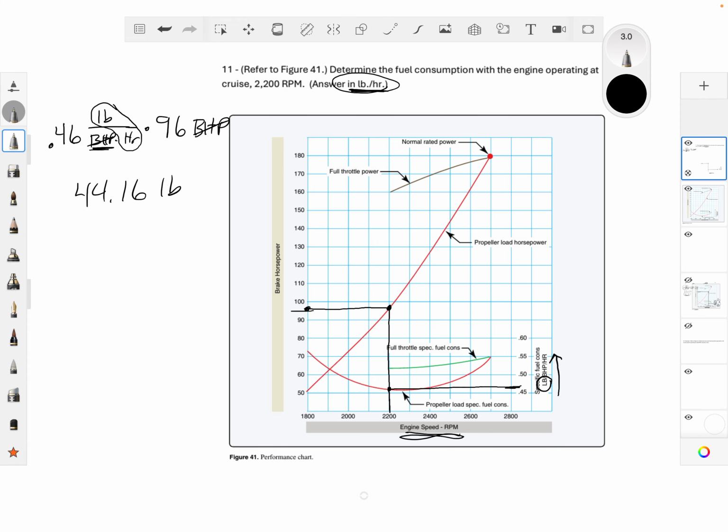And I'd get 44.16 pounds per hour. So every hour of flight that we are flying, we're going to use 44 pounds of fuel essentially, right?